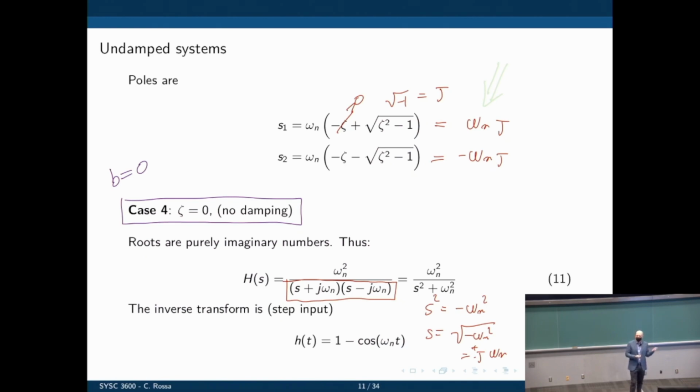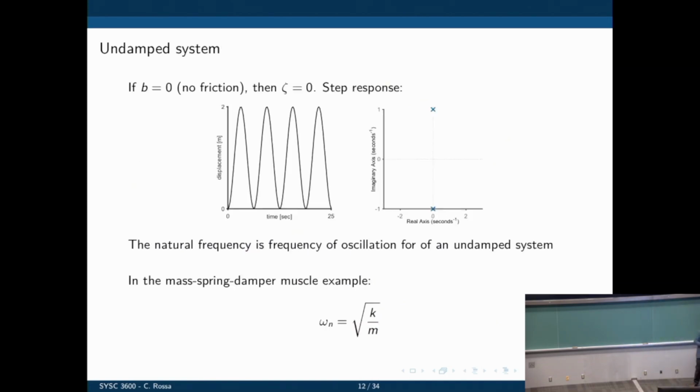Unlike the other three cases, where in the process of transferring energy from one form to another, there was damping dissipating part of that energy, and that makes it decay to zero. That's gone here, so the system is free to oscillate indefinitely. And here is the result. B equals 0, no friction, entails zeta equals 0, and here is the step response of the mass spring damper system. What is happening?